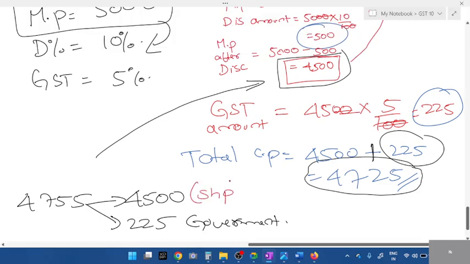Shopkeeper, government, and what we pay, the customers pay. Another 5 minutes, and 5 minutes will end the class. The remaining will continue tomorrow. Discount is given, cost price, GST is given.